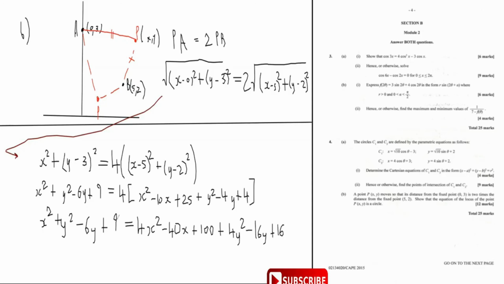Now, what do we do next? We can bring everything to one side. So I'm going to make the left-hand side 0. Subtracting x squared from both sides, I get 3x squared. Subtracting the y squared, I'm going to get plus 3y squared. Subtracting 6y, I'm going to get minus 16y plus 6y, so over here becomes minus 10y. Then I put back the minus 40x.